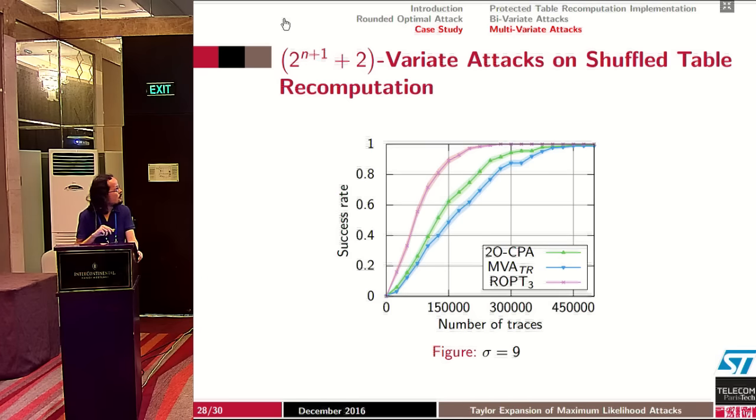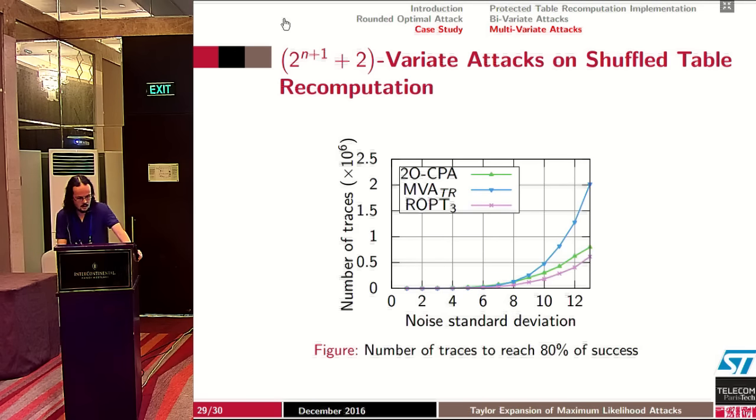For other values of noise, we can see that the gain is smaller, but still, our new attack is much better than the attack of the state of the art. We can see in the figure the number of traces needed to reach 80% of success, depending on the noise standard deviation. And we can see that in all the noise scenarios, our new attack is better than the attack of the state of the art, as this curve is below the curve of the multivariate attack and the second-order CPA.